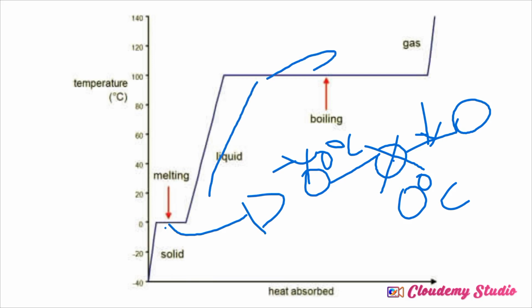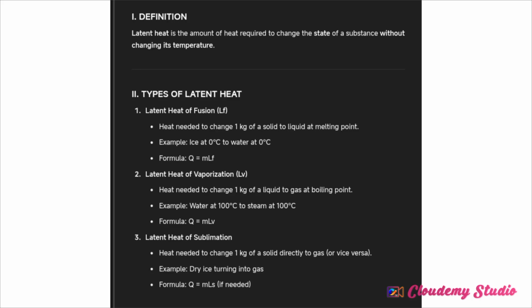You already see that it's constant here. It's constant. Do you get what that means? So basically, latent heat shows that its change of matter occurs at a constant temperature. So we can see latent heat is the amount of heat for a change of state without changing its temperature. I've already said this. So we can have different types of latent heat.